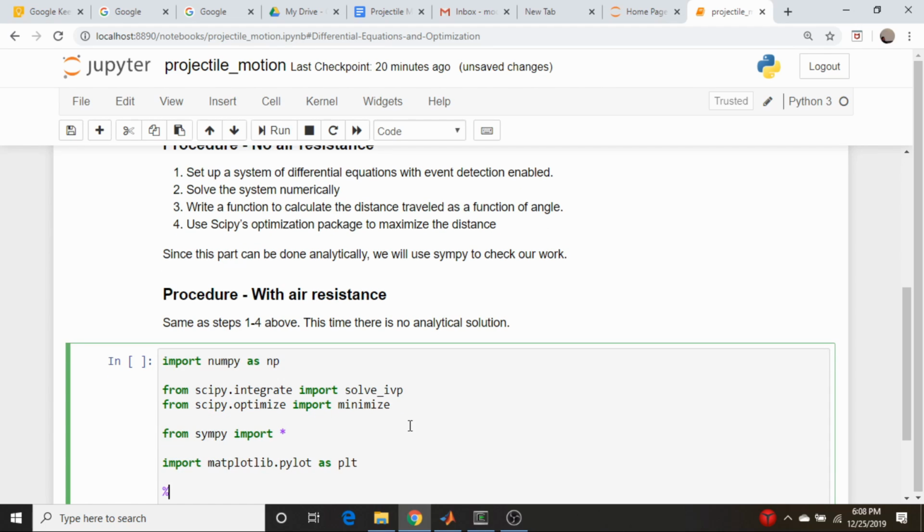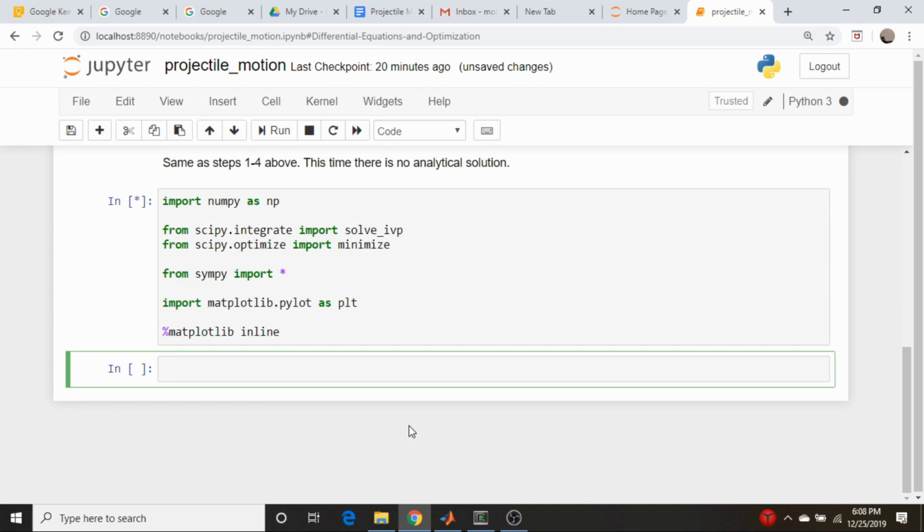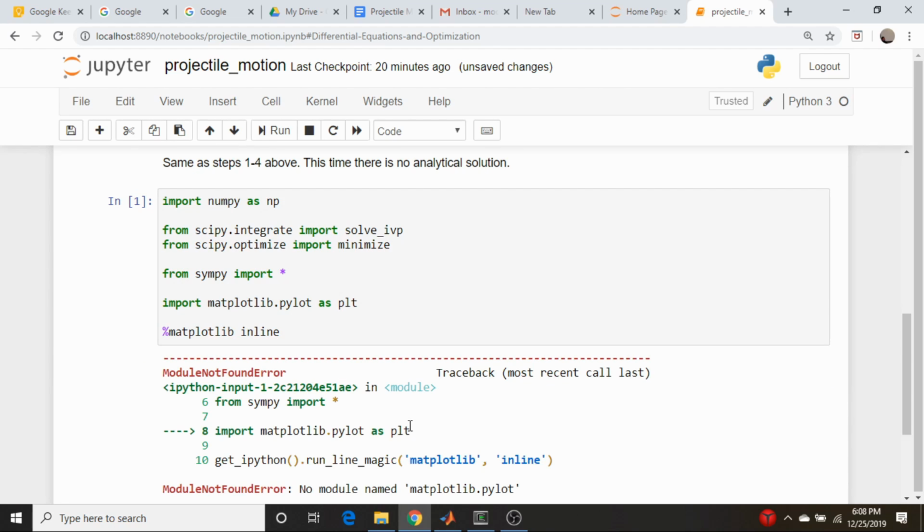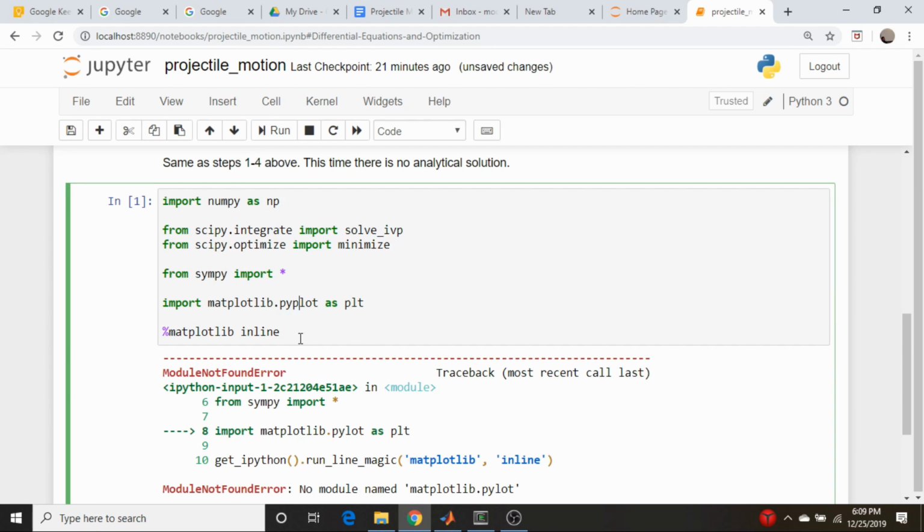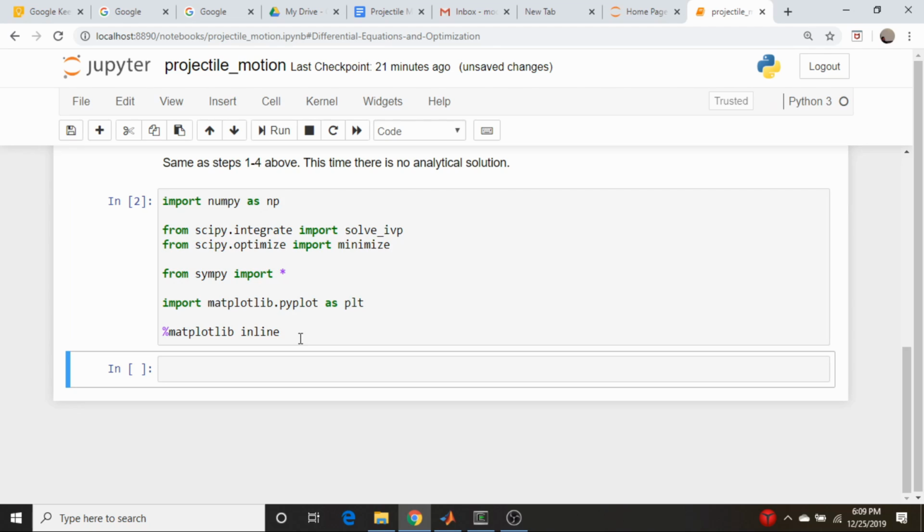So matplotlib inline. Let's see if that runs. Looks good. Oh, nope, there's a problem. And it looks like I spelled pyplot wrong. Pyplot. There we go. Cool. Let's get on with it now.